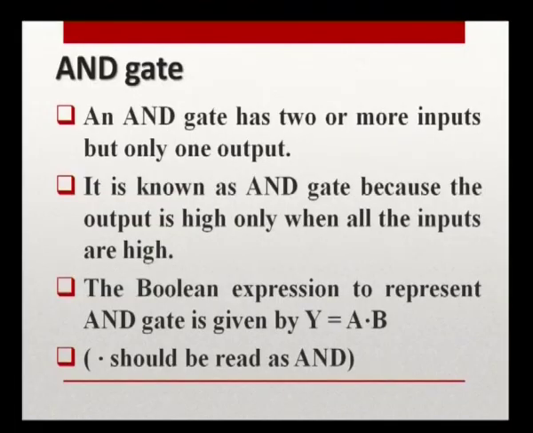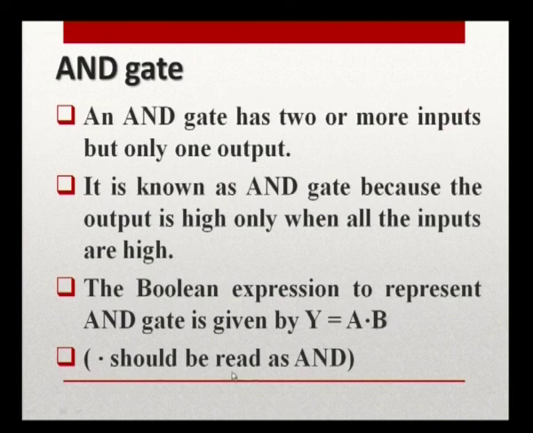What is the meaning of AND operation and what is the electric circuit explanation for AND gate? Let us see now. An AND gate has 2 or more inputs but only one output. It is known as AND gate because the output is high only when all the inputs are high. The Boolean expression to represent AND gate is given by this expression, Y is equal to A dot B.